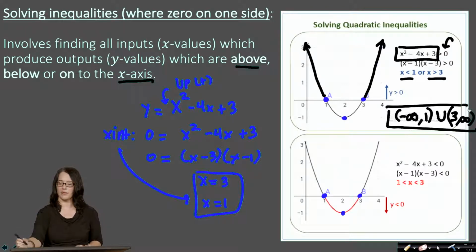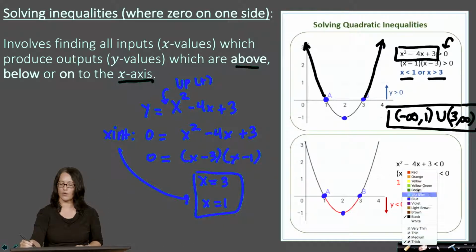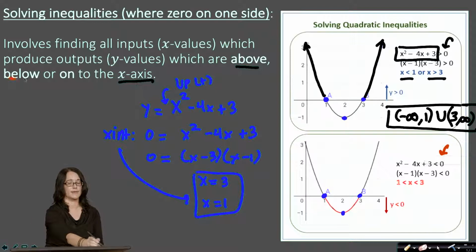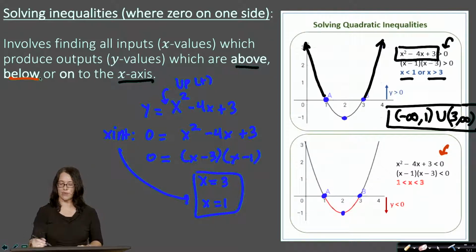On the other hand, what about the second way of looking at the problem, right? When they ask you for when this equation would be less than 0? Well, less than 0 would be negative, wouldn't it? In other words, outputs which are below the x-axis. So below the x-axis would include all the inputs between 1 and 3. In other words, (1, 3). And they've said that in set builder notation as well.